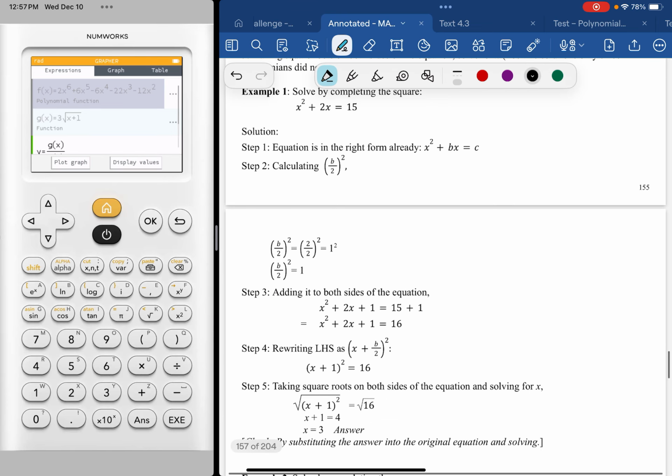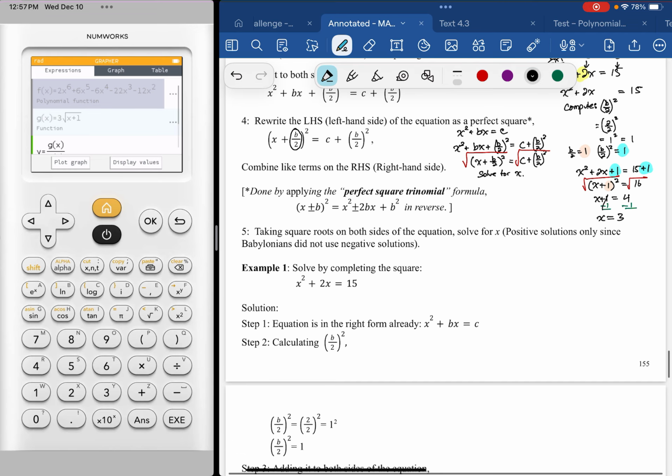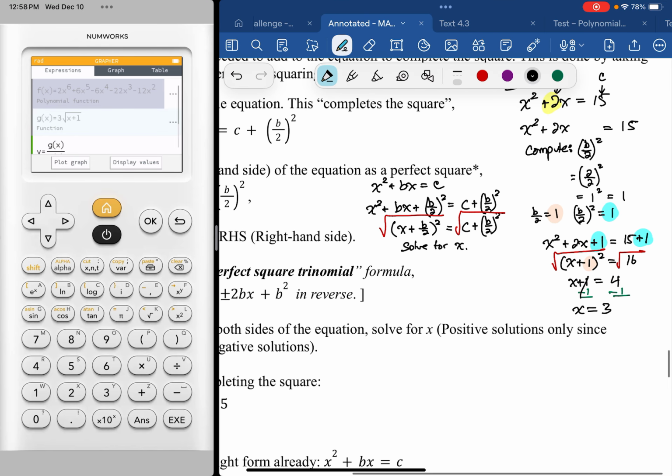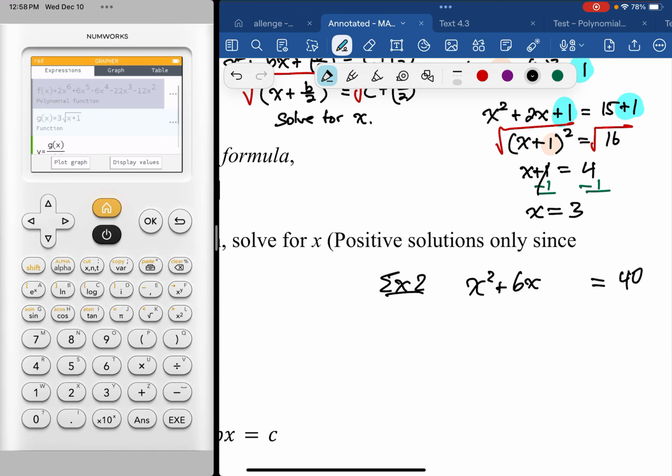Now you can see it's all typed up. It looks like a lot, but if you cut a lot of the fluff out, it gets a lot easier. So I'll do example 2, x squared plus 6x equals 40. This time I'll leave the space initially. I'm going to take my b value. So b over 2 squared is going to be 6 over 2 squared, which is 9. So add 9 to both sides.